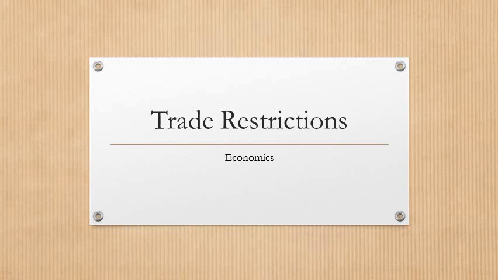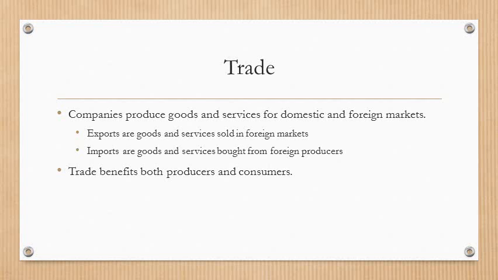Trade restrictions. Trade occurs when companies produce goods and services for domestic and foreign markets. Exports are goods and services that are sold in foreign markets. They exit the country. Imports are goods and services that are bought from foreign producers. They enter or come into the country. Trade benefits both producers and consumers.